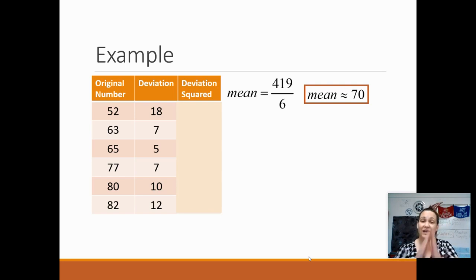Technically, what we're doing is we're finding out how far away it is from the mean. So we're writing those as positive numbers. These are called the deviations.